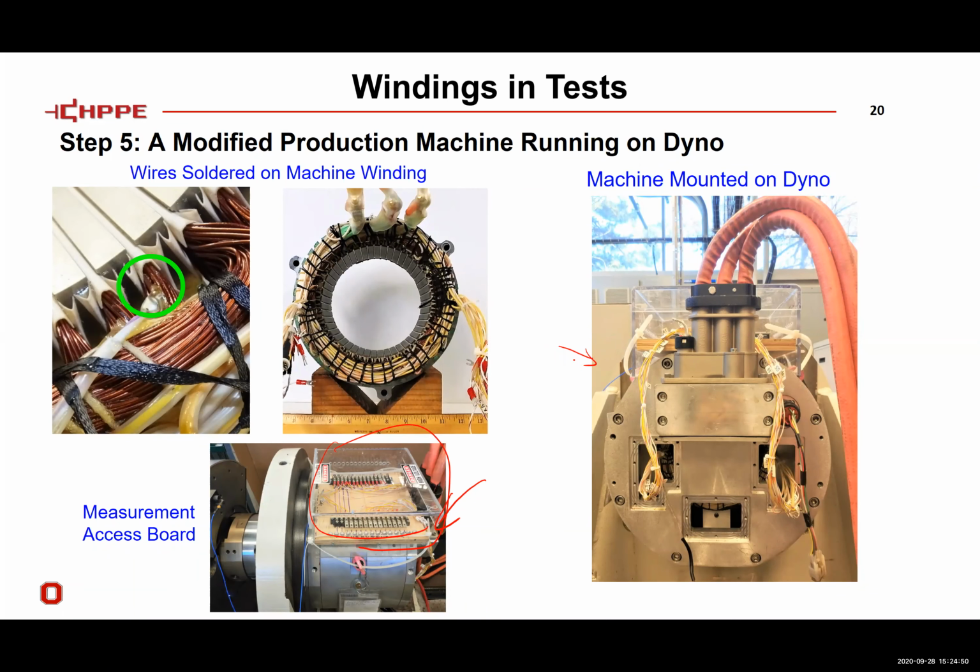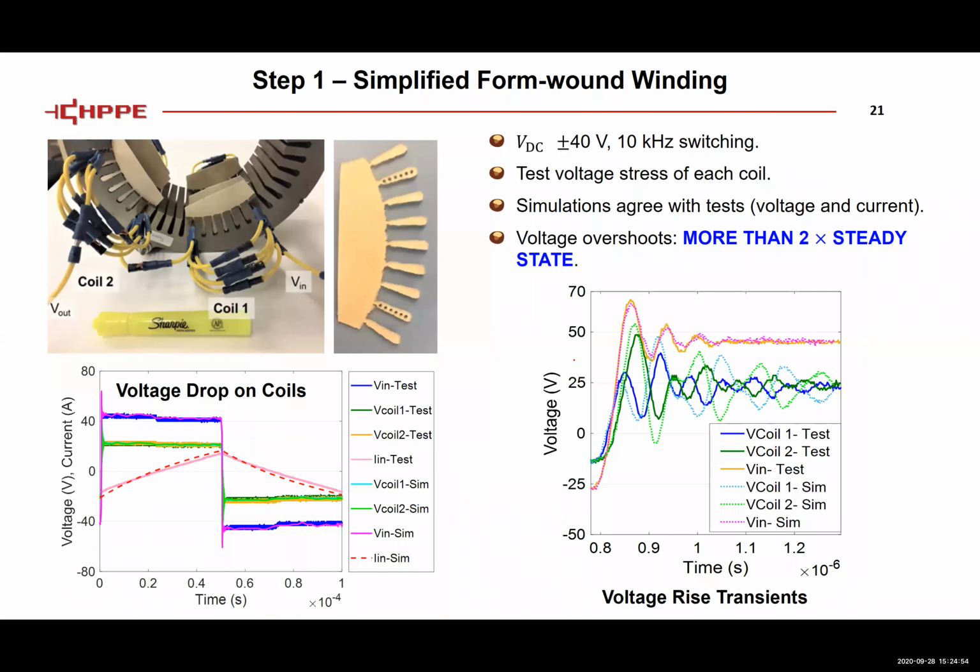Okay, then let's look at the test results step by step. In step 1, we did a really simple 6 conductors in 1 slot case, with 2 coils in series, and we apply 40 volts plus minus at 10 kilohertz switching frequency. The figure here shows 1 switching cycle, and this is the voltage we measured across the 2 coils. These are the simulated and measured voltages across individual coils, and this is a zoom in at the rising front. You can see we have a great match between the test and simulated voltage across each coil. Test is solid lines, simulation is dashed lines.